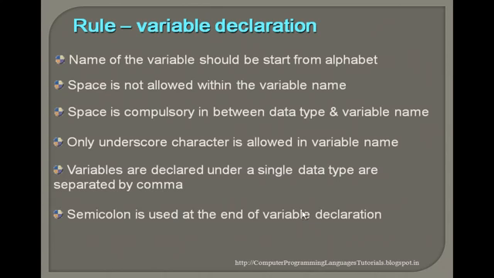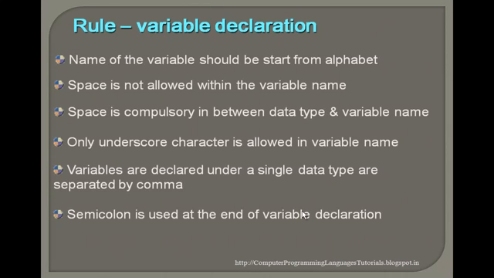While declaring a variable, you have to satisfy some rules. The first rule is that the name of the variable should start with an alphabet. You can declare variables like roll number, name, total, percentage, but the first letter should be an alphabet. Underscore is also allowed as a first letter. Space is not allowed within the variable name. If you want to write roll number, then don't give a space in between, or if you want to separate the variable name, then use an underscore character. But space is not allowed in a variable name.